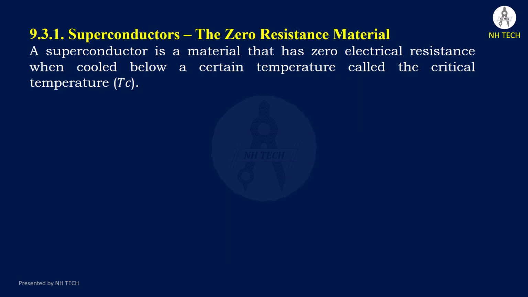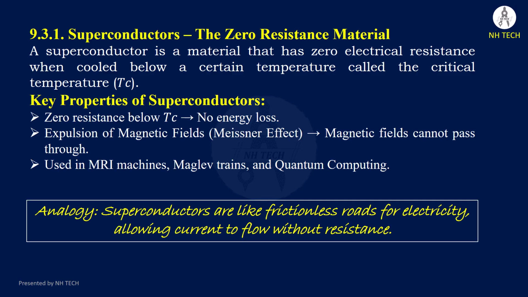Now let's talk about something truly fascinating: superconductors. Superconductors are materials that have zero electrical resistance when cooled below a certain temperature called the critical temperature, or TC. This means current can flow through them without any energy loss. You can think of a superconductor like a frictionless road for electricity. Once the current starts flowing, it keeps going without slowing down.